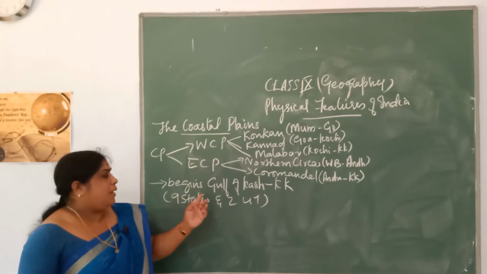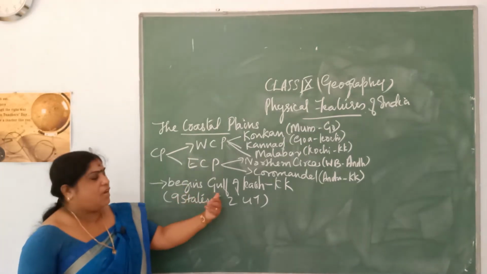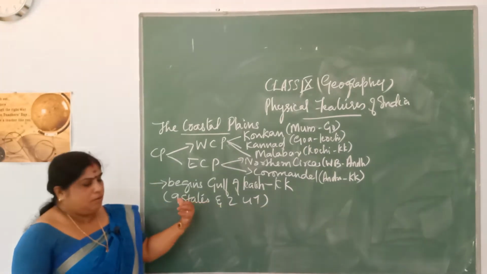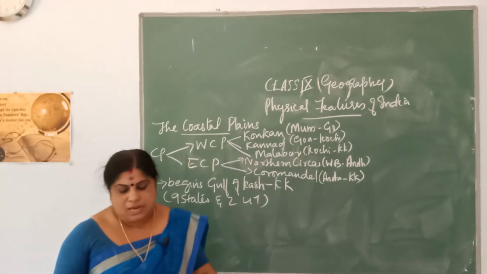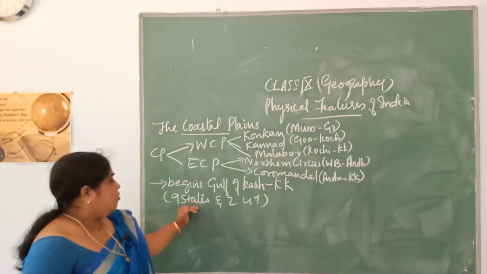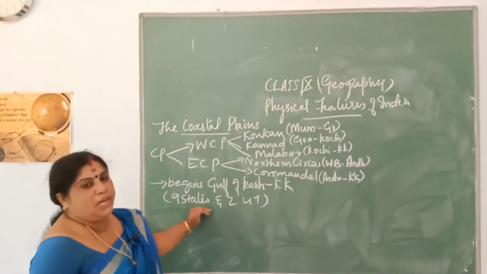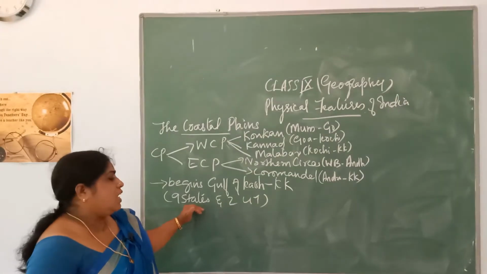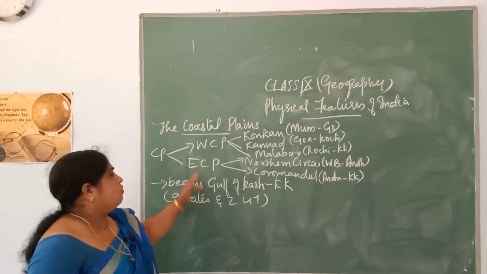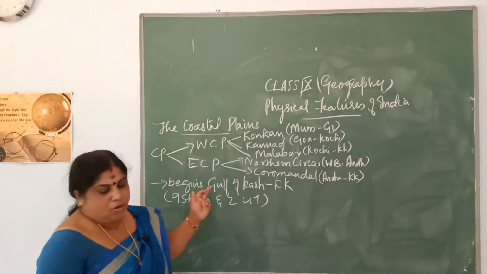These coastal plains begin from the Gulf of Kutch and end in Kanyakumari. Now, moving on to the western coastal plains. This coastal plain moves through 9 states and 2 union territories. So, find out which are the 9 states and the 2 union territories through which the coastal plains move. You have to find it out.